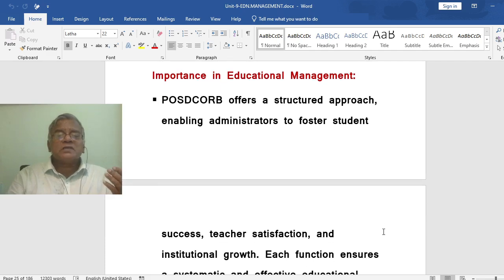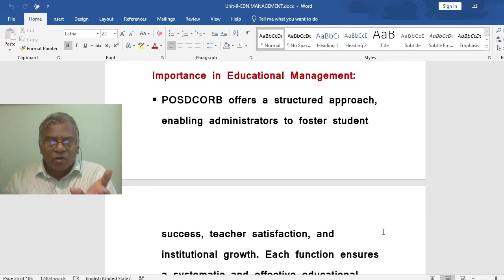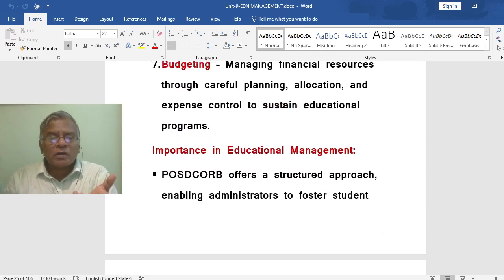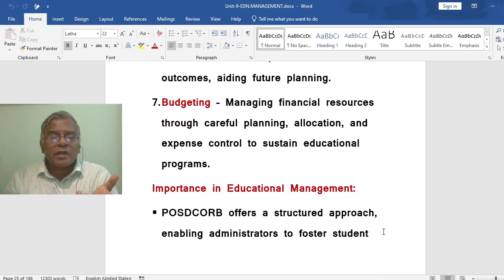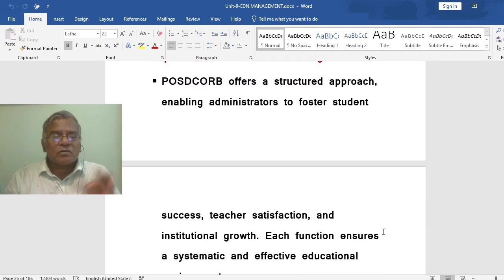POSDCORB means we know what is what. P means planning, organizing, staffing, directing. CO means controlling, R means what? Reporting, and finally budgeting. So that is POSDCORB. And the CO is nothing but control. So that is how we will explain this POSDCORB.